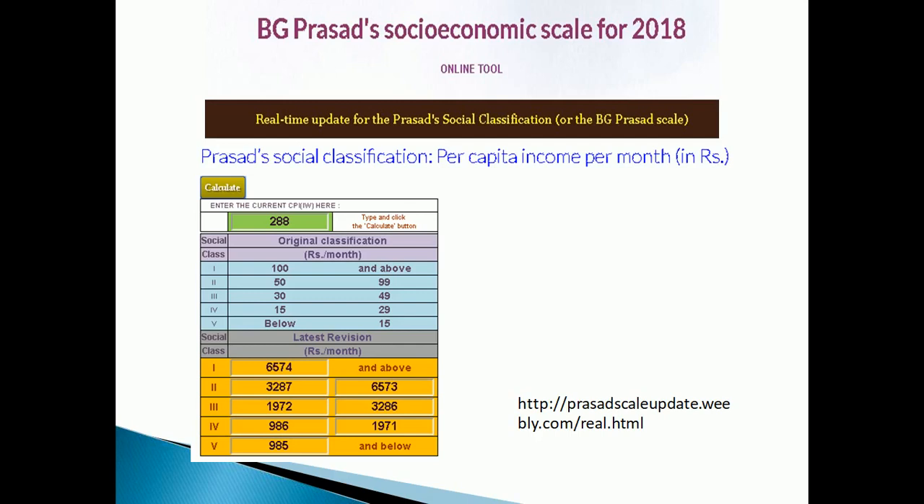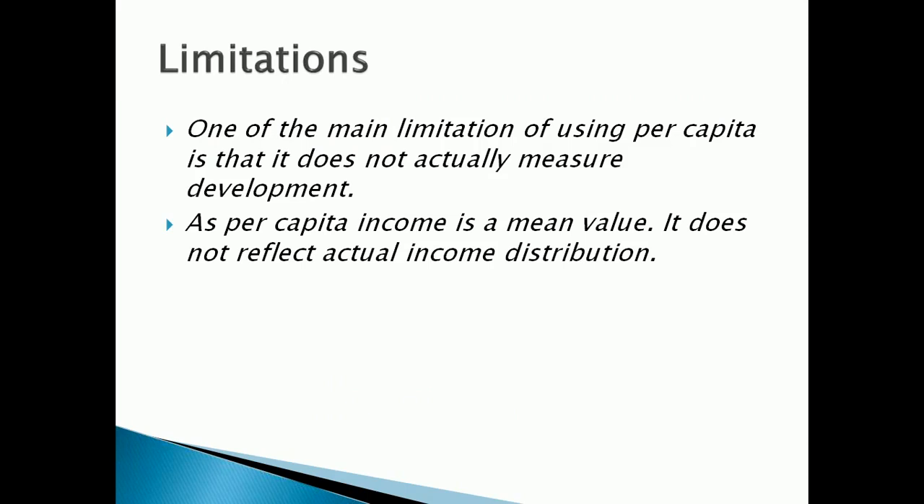So what are the limitations of this Prasad classification? Because here only income is taken, the rest of the factors are not taken. This is one of the limitations. Also, as per capita income is a mean value, it does not reflect the actual income because there are so many incomes in the family.